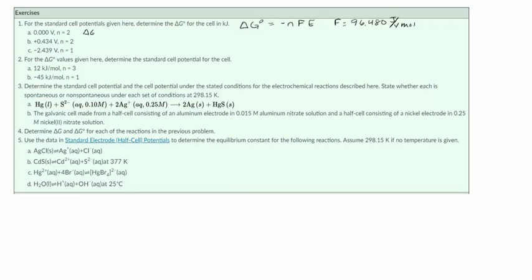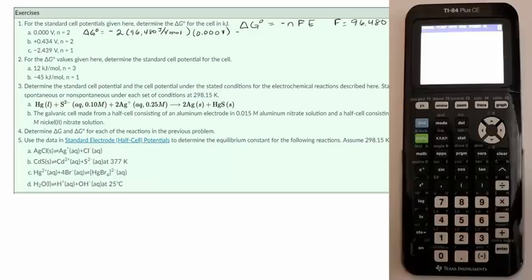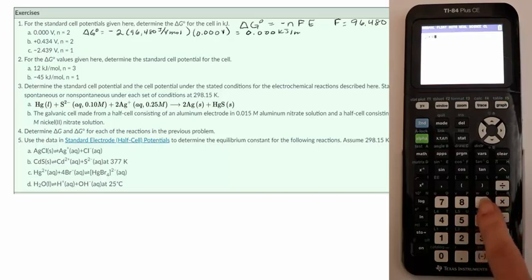So delta G naught is equal to negative, the n value given is 2 times 96,480. Now remember that is in joules, so we will have to convert to kilojoules. And then the E given. Since the E is 0, this is 0 kilojoules.